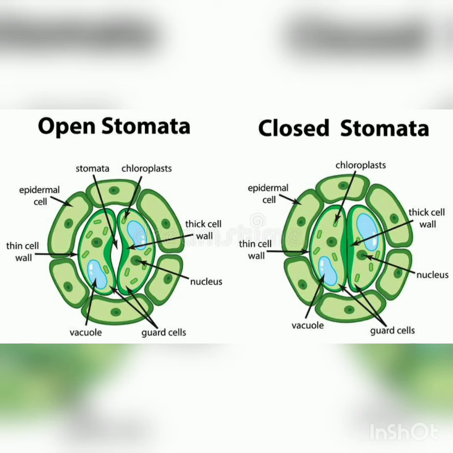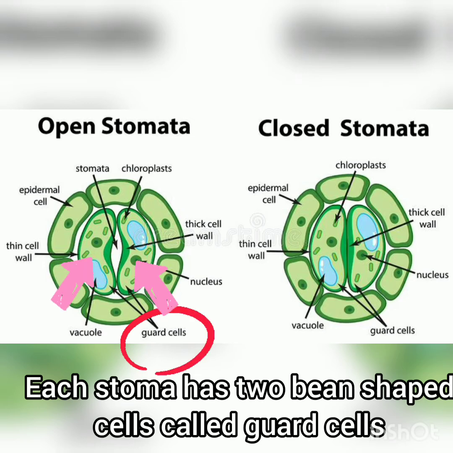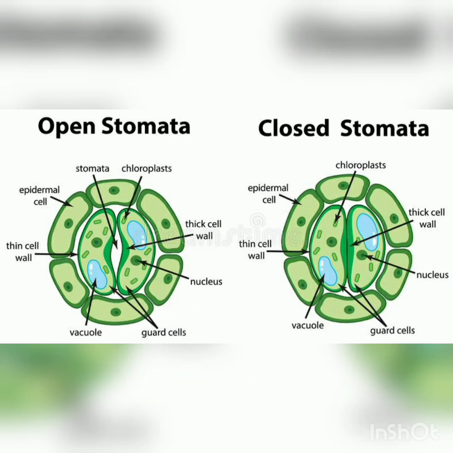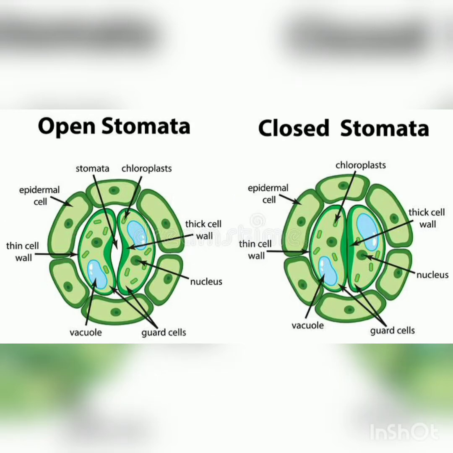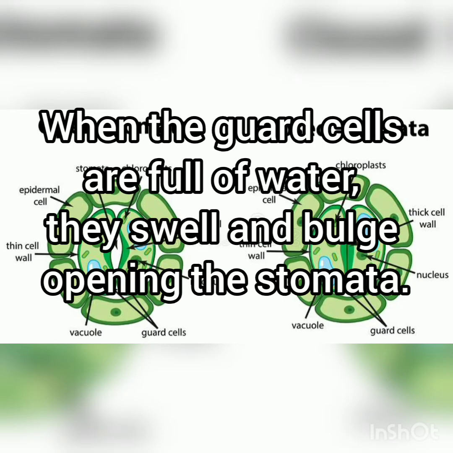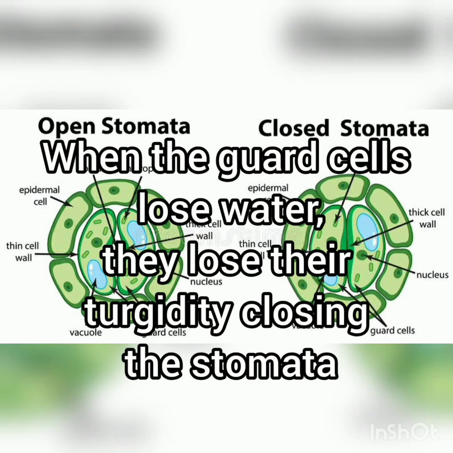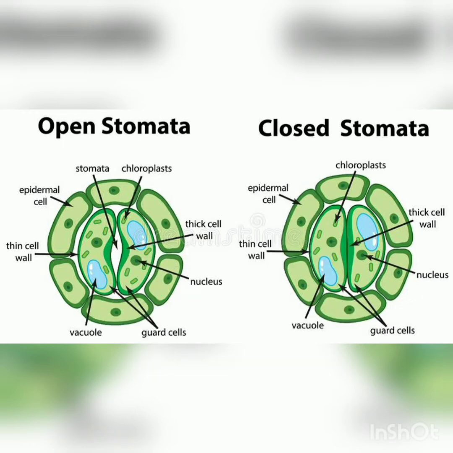Each stoma has two bean shaped cells called guard cells. The inner walls of the guard cells are thicker than the outer walls. When the guard cells are full of water, they swell and bulge, opening the stomata. When the guard cells lose water, they lose their turgidity, closing the stomata. When the stomata open, the exchange of gases takes place by the process of diffusion.